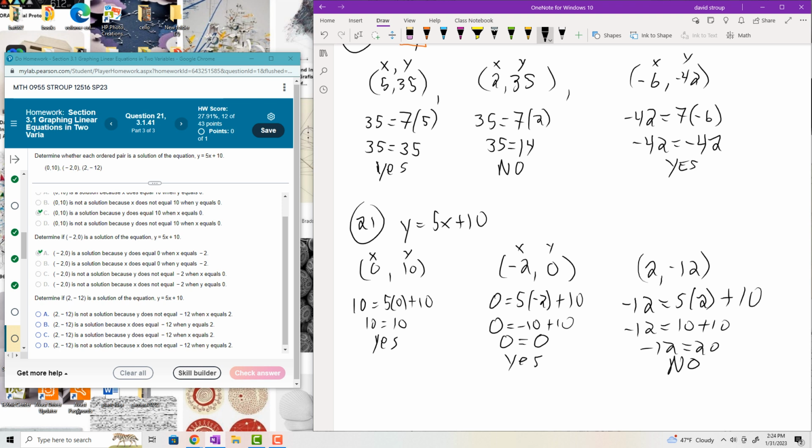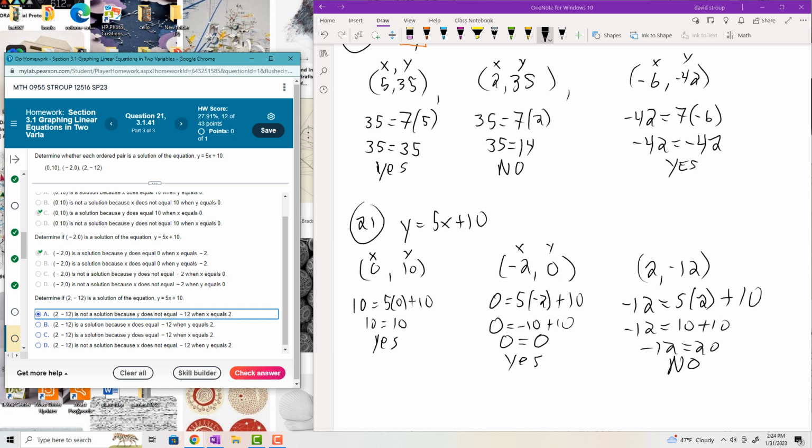Let me read that first one again. So A says 2 negative 12 is not a solution because y does not equal negative 12 when x is equal to 2. Yeah, that's probably what they want there. These are kind of a bit oddly worded.